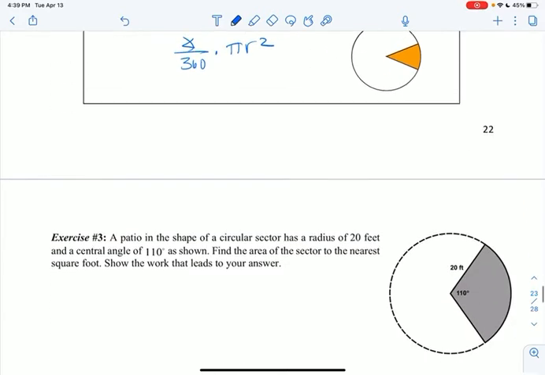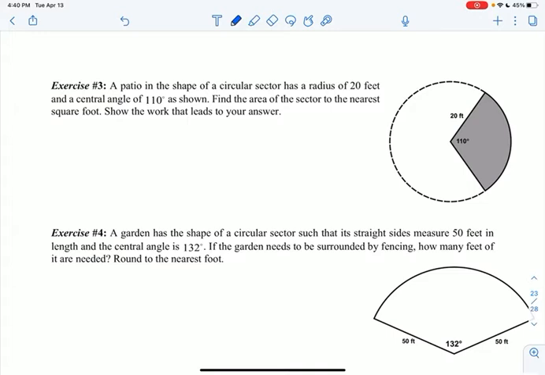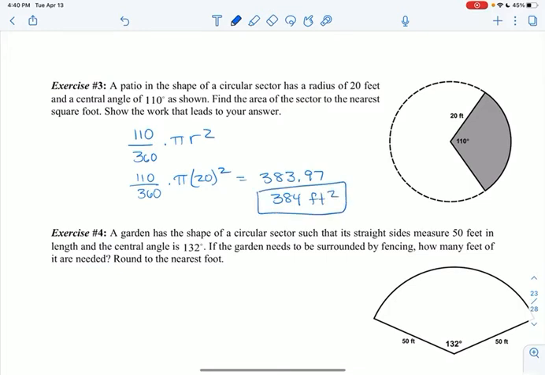All right, a patio in the shape of a circular sector has a radius of 20 feet and a central angle of 110 degrees as shown. Find the area of the sector to the nearest square foot. So it's the angle, 110, over 360 times pi r squared, and my radius is 20. I can do that right in my calculator: 110 divided by 360 times pi times 20 squared. Try that in your calculator and make sure that you're comfortable putting all that in. I get 383.97, and they want this to the nearest square foot, meaning I do not want any decimals. So 384 feet squared. That's basically it.